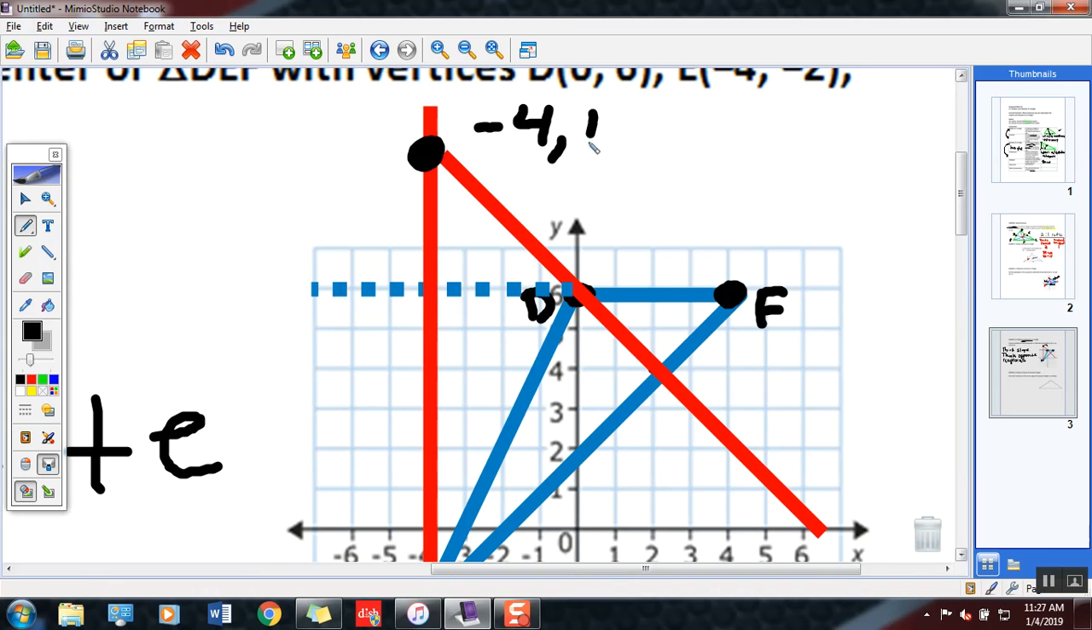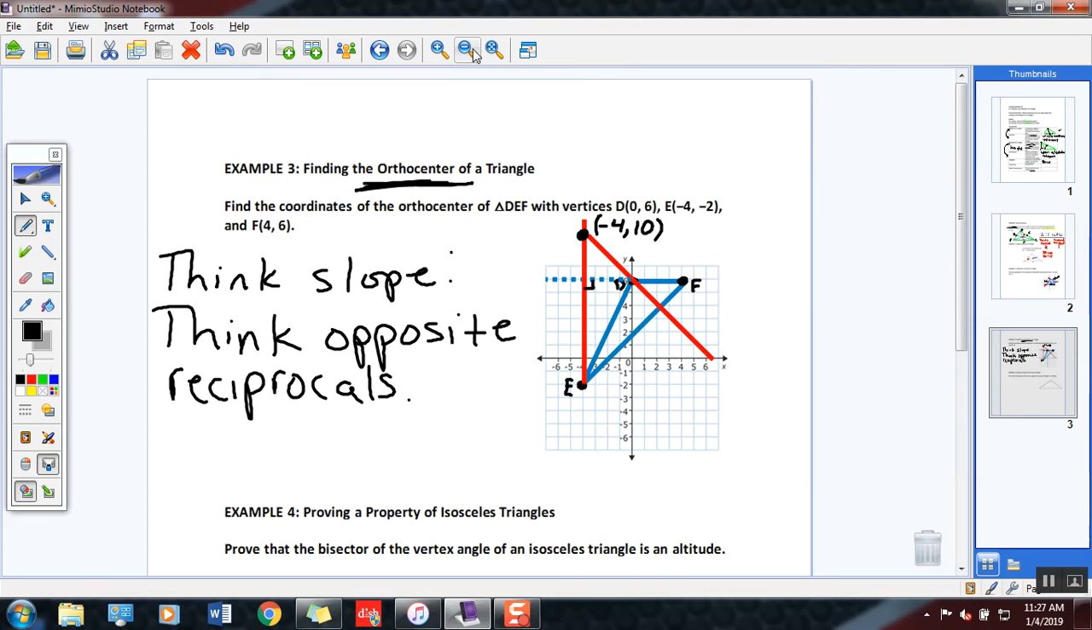-4, 10. Okay. By the way, what angle's formed right here? Even though I'm going from E to the side DF, we had to extend DF a little bit, so we formed what angle here? Now, kids, don't confuse altitudes with perpendicular bisectors, because a perpendicular bisector would have been a line going right through here, right? You guys understand that? Perpendicular bisectors just bisect sides, and that's it. All right, so let's look at this last example here.